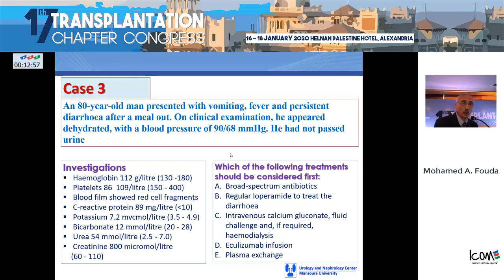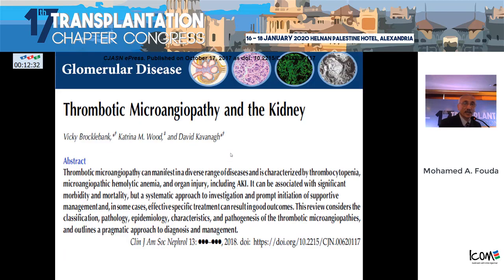The third case, an 80-year-old man presented with vomiting, fever, diarrhea. He appeared dehydrated, hypotensive, he is anuric, he has anemia, thrombocytopenia, red cell fragments in blood film, C-reactive protein is high, he has hyperkalemia, acidosis, high urea and creatinine. Which of the following treatments should be considered first? Of course, intravenous calcium gluconate, fluid challenge, and if required, hemodialysis.